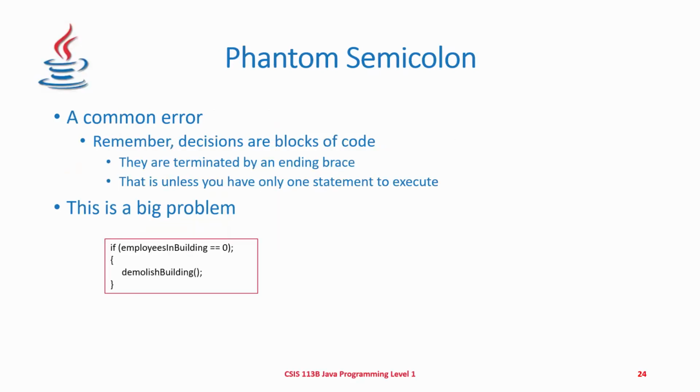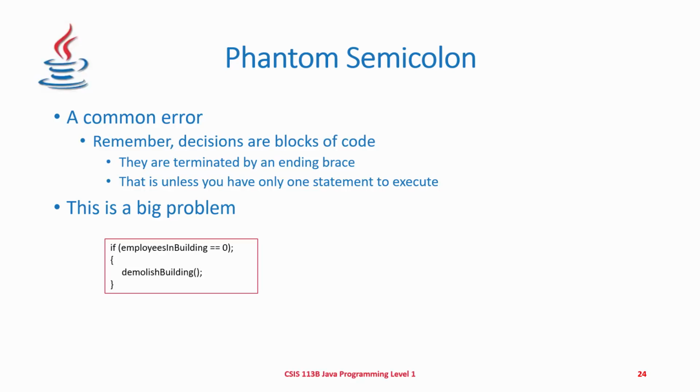The phantom semicolon. This is a common error. You've got to remember, decisions are blocks of code, so they need to be terminated by an ending brace. And that is unless you have only one statement to execute, as we've shown you previously. So here is a problem that occurs frequently, especially with beginners. Instead of only terminating statements with the semicolon, some folks have a tendency to terminate the conditional expression.